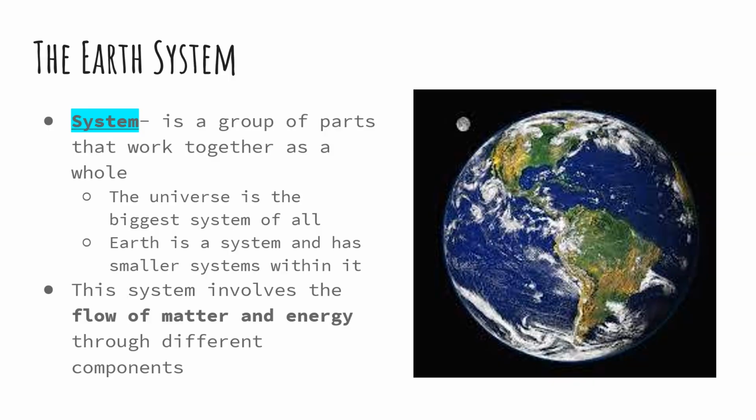All right, the Earth system. So a system is a group of parts that work together as a whole. The universe is the biggest system of all. Earth is a system and has smaller systems within it. This system involves the flow of matter and energy through different components.